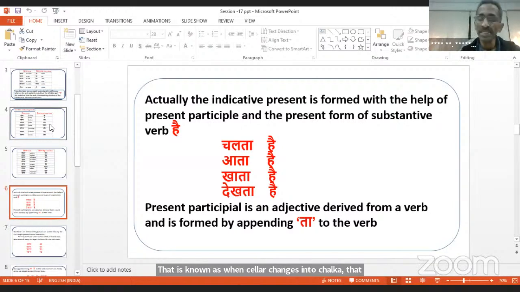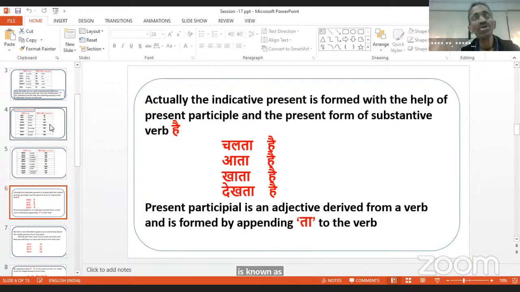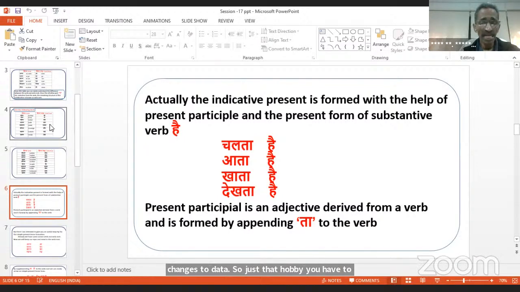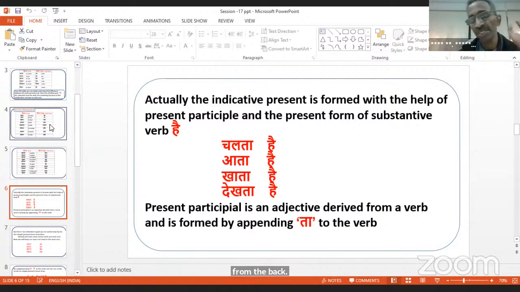Ana changes to aata. Khana changes to khata. Dekhna changes to dekhta. Pina changes to pita. So you derive the form from the verb and append ta to the verb root. Chal plus ta, chalta. A plus ta, aata. Kha plus ta, khata. Dekh plus ta, dekhta. And the substantive verb, in the present case, is hai.